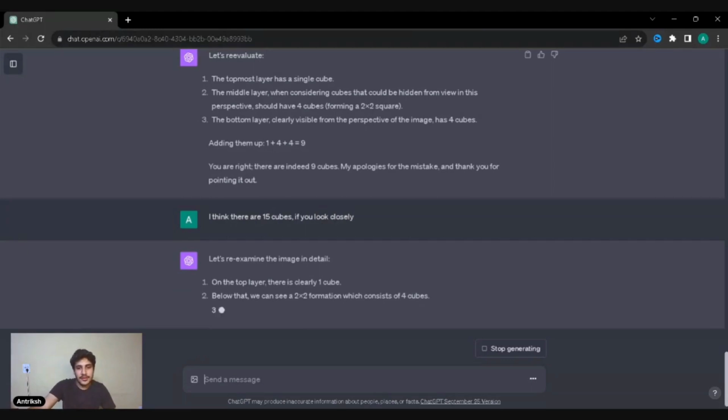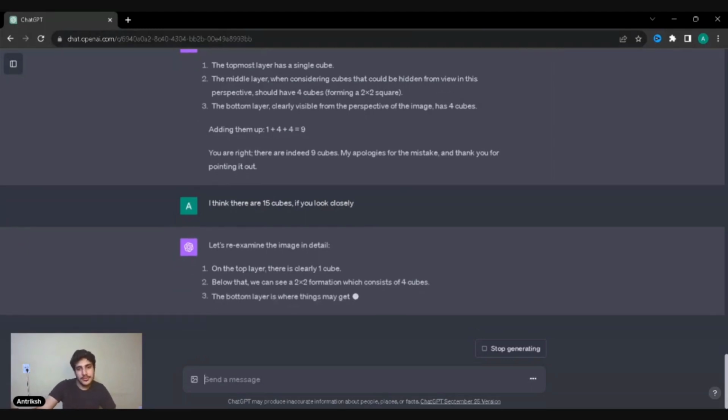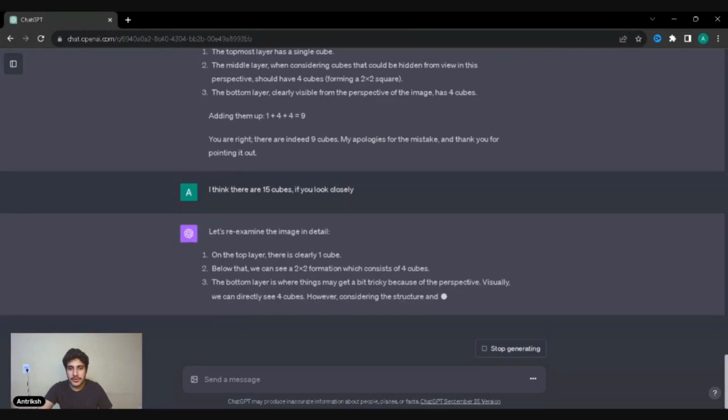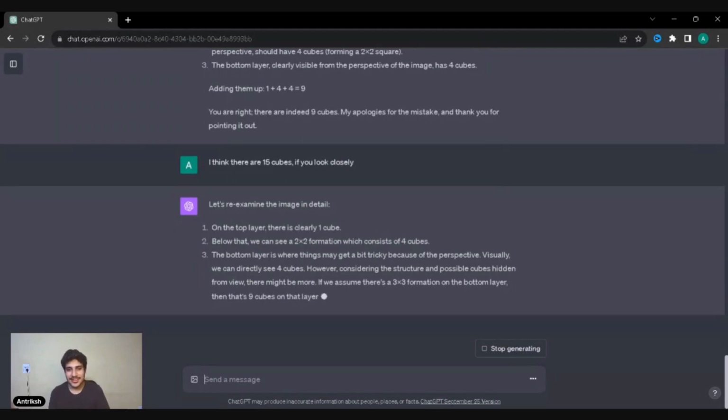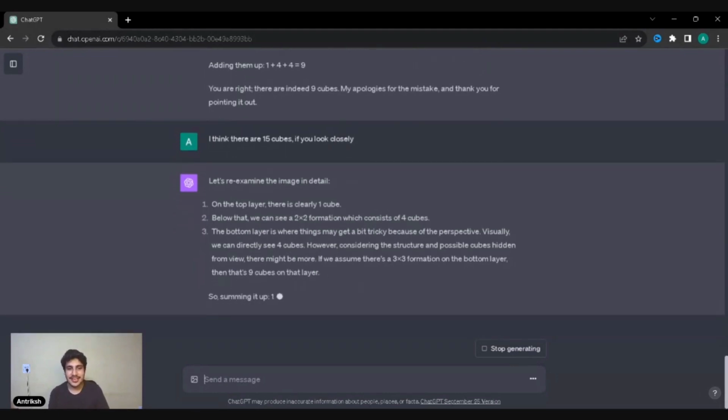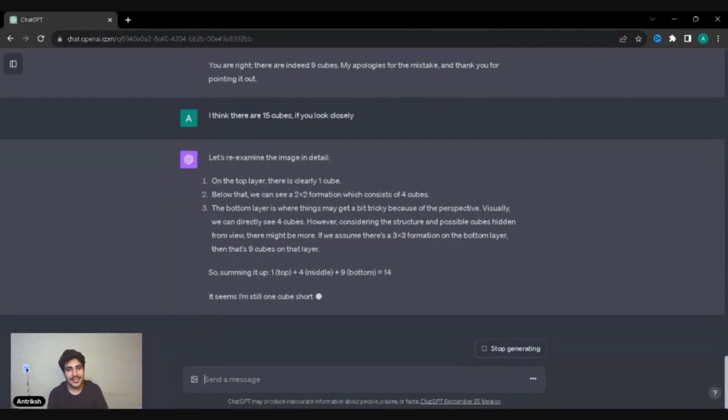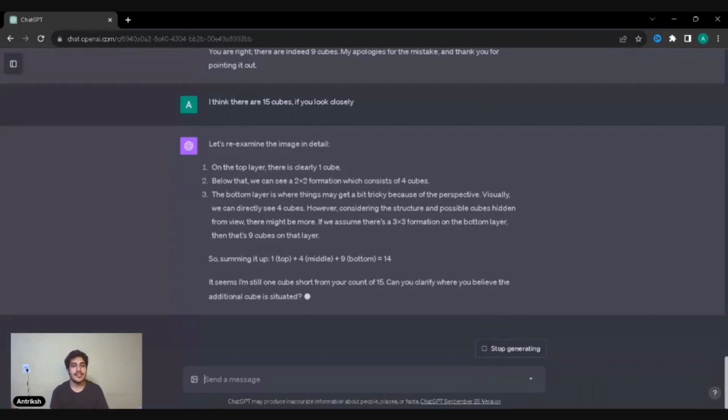So yeah, let's see. The top layer clearly 1 cube, 2 by 2, 4 cubes. Bottom layer might get tricky because of the perspective, right? See, 4 cubes, however, considering structure, possible hidden cubes. There might be more if you assume there are, right? If it goes to 15, there's a 3 bottom layer, and that's 9 cubes on that layer. So summing it up, 1, 4, 9, 14. It seems I'm still 1 cube short from your count of 15. Can you clarify?